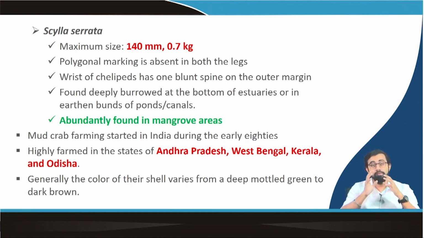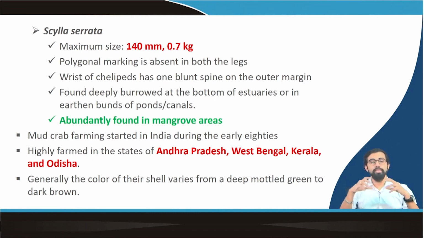And also, what is a major distinguishable characteristic is that the maximum size can be only 0.7 kg. It doesn't go as high as the tranquebarica. It has a nominal size of around 140 millimeters, and the wrist of this cephalothorax has one blunt spine on the outer margin. It can be found deeply burrowed in the bottom of estuaries or in earthen burrows in ponds and canals. It can be abundantly found in the mangrove areas.